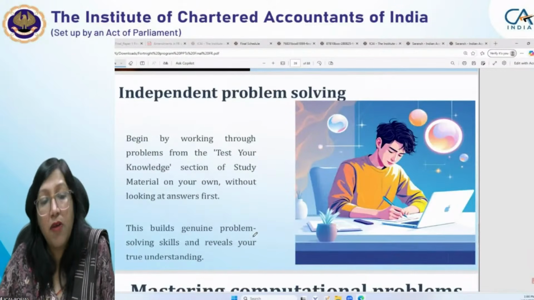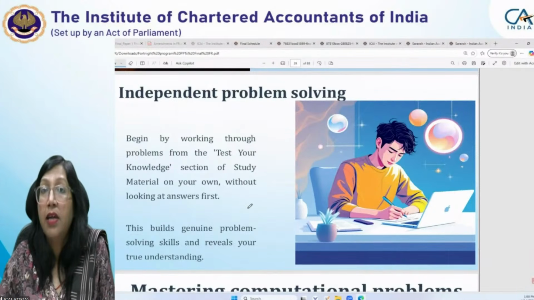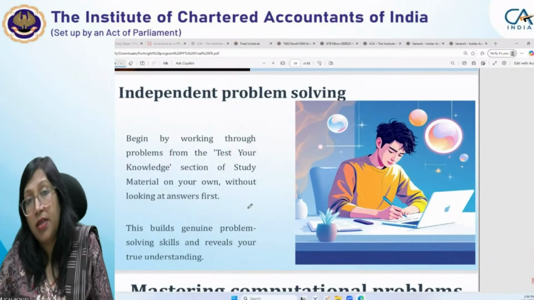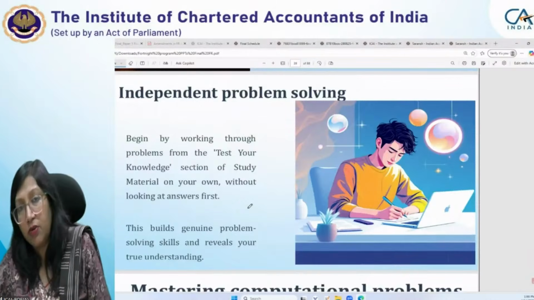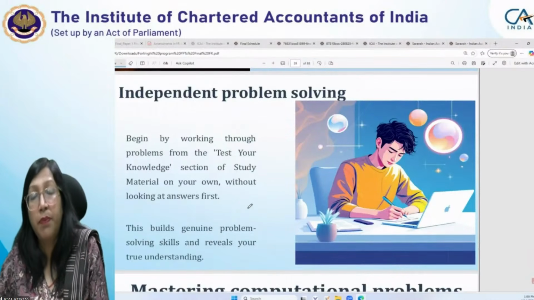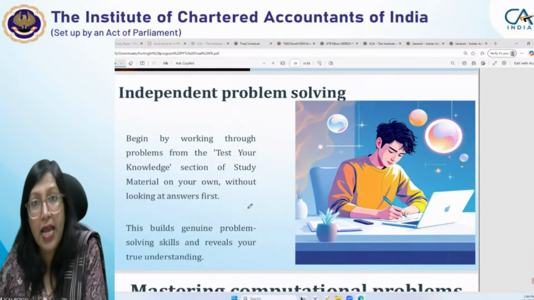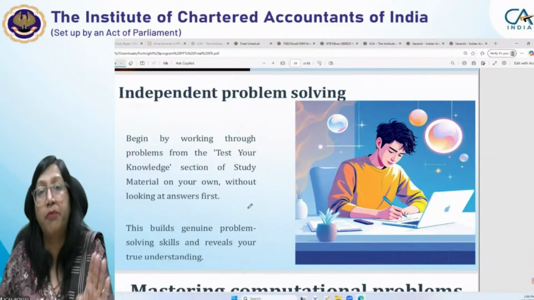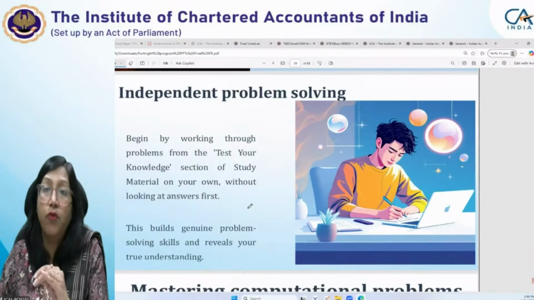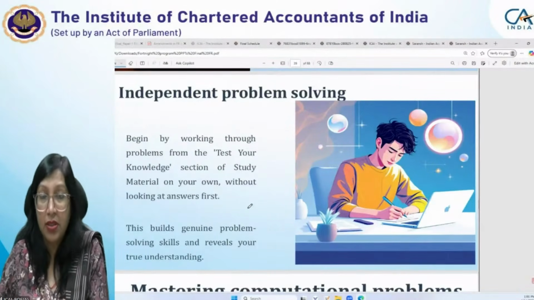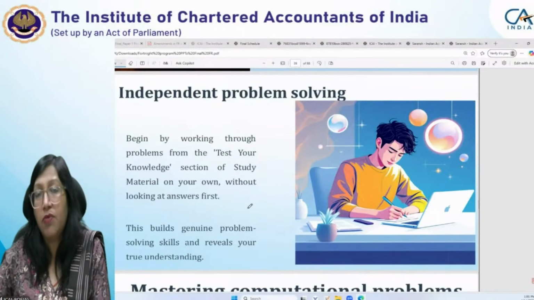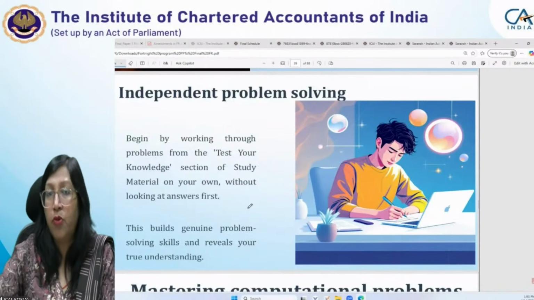Independent problem solving. Begin by working through problems from the test and knowledge section of the study material on your own, without looking at answers first. See, the purpose of giving illustrations is to see the question and see the solution, how it has been done. But the purpose of giving questions in test and knowledge is that now you know the chapter, you have practiced through illustrations, and now you have to attempt on your own. That is after a chapter, and the practice question is after a material or module.